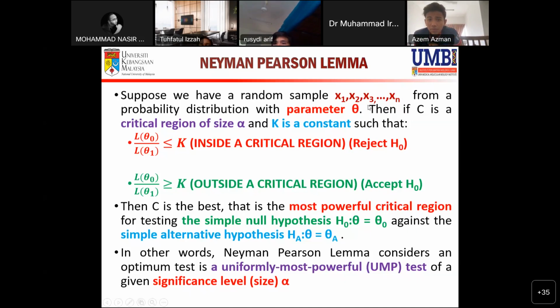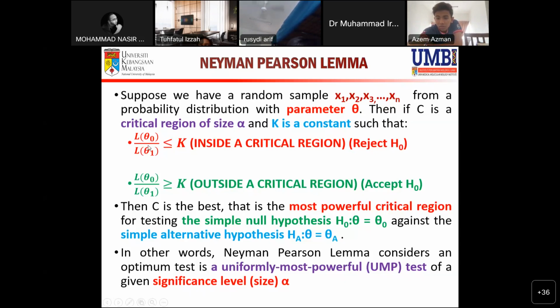So then, if C is a critical region of size alpha, if they fix a type 1 error to a certain size, 0.05, and K is a constant, such that the ratio of the likelihood under the null hypothesis to the likelihood under the alternative hypothesis is less than or equal to K, then we can say that it is inside the critical region. So in this case, we reject the null hypothesis, H naught.